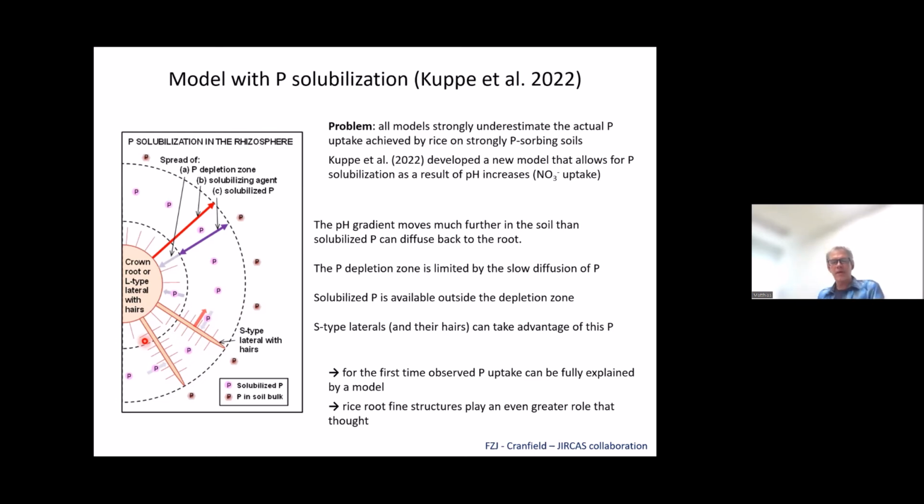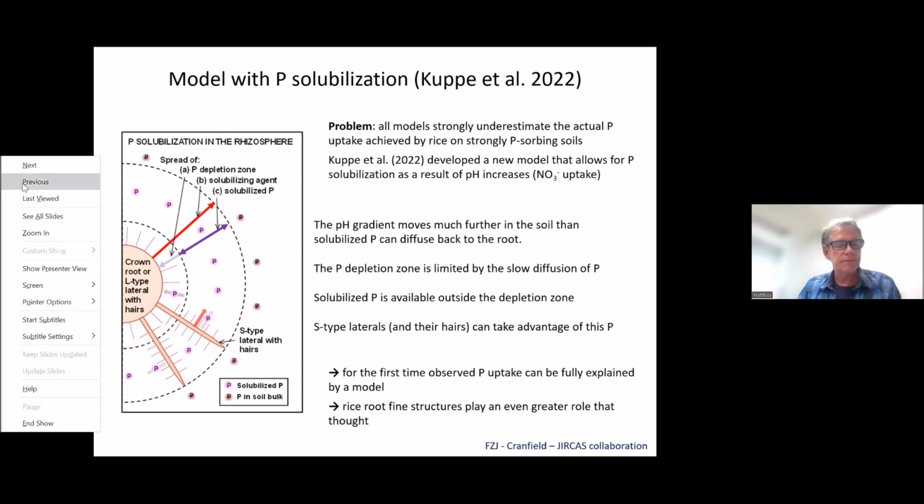So for the first time, this model can actually explain the P uptake we observe from upland rice. And as a result, we see that the rice root fine structures play an even greater role than we had originally thought.